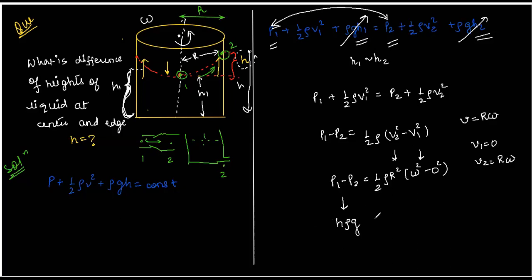Yes, sir. Let's write that here. We'll have half rho r square omega square is equal to H rho G. So how will we get H? This rho and rho will get cancelled on both sides, right? Yes, sir. So what should be the value of H? Tell me. H is equal to r square omega square by 2g.